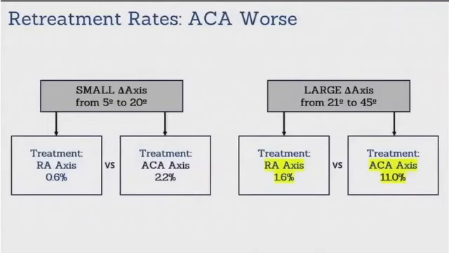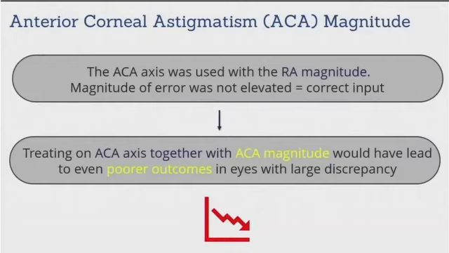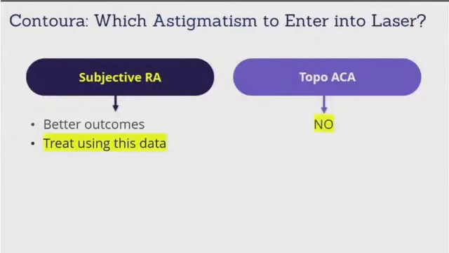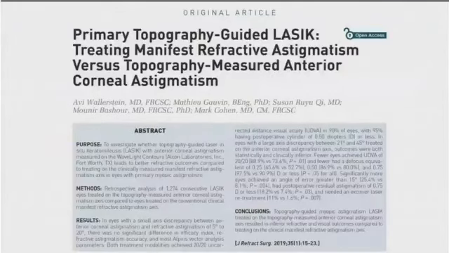Look how telling the retreatment rates were, 1.6 versus 11% in the ACA group. Note that the ACA axis was used with the RA magnitude. Magnitude of error was not elevated here, and so this was the correct input. Treating on ACA axis and also ACA magnitude would have led to even poorer outcomes because it would not account for posterior corneal astigmatism. So the answer is scientifically clear. Treat the subjective refractive astigmatism. Now, this was our published study in JRS.